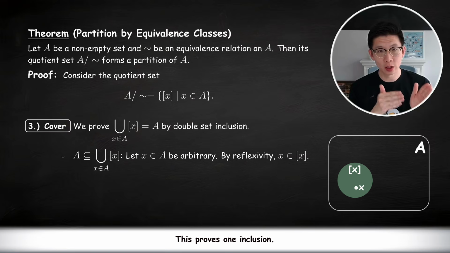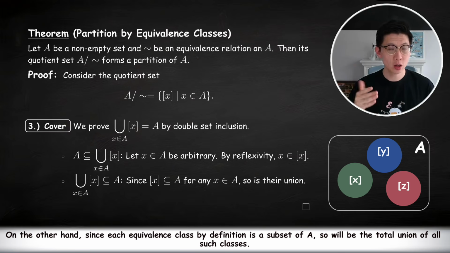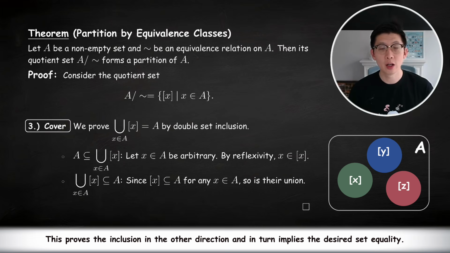This proves one inclusion. On the other hand, since each equivalence class by definition is a subset of A, so will be the total union of all such classes. This proves the inclusion in the other direction, and in turn implies the desired set equality.